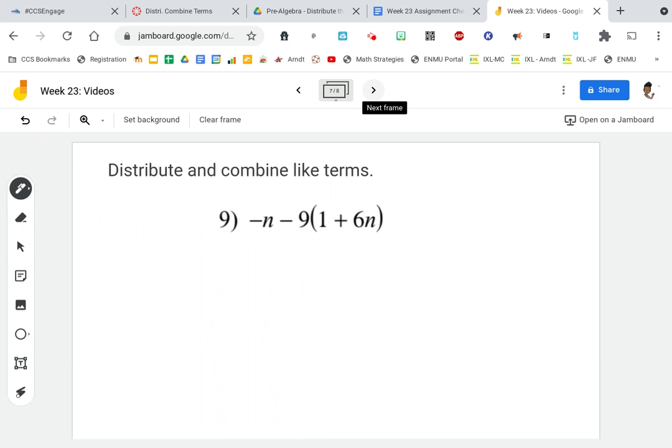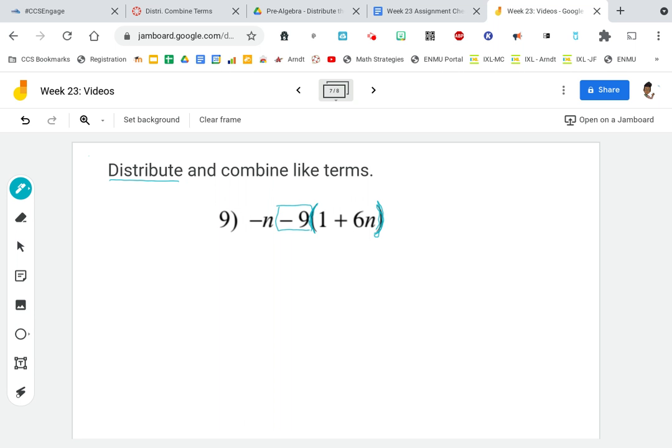One more example. So first I need to distribute, but I've got to figure out what I'm distributing. So a good clue is to look for the parentheses and then look for a number right up against the parentheses, right next to the parentheses. And my number here is negative 9. Make sure you recognize that that negative belongs to the 9. So I am going to rewrite this.